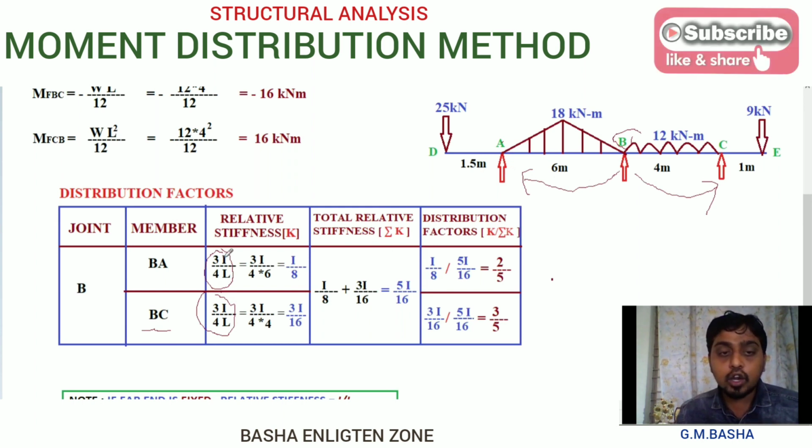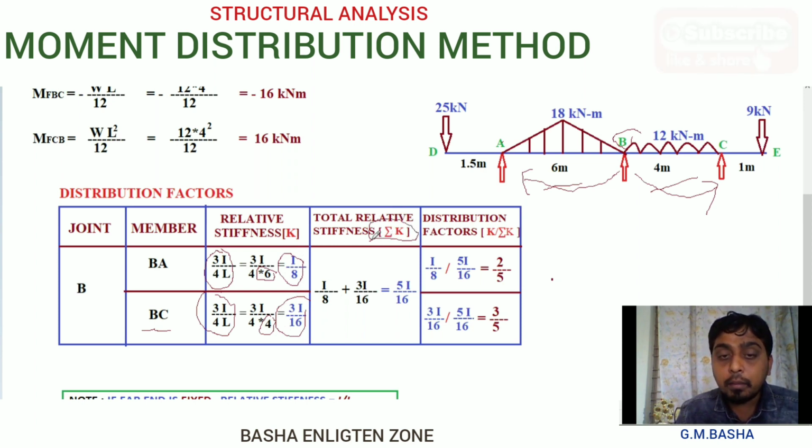That is the reason take down I as constant, and the length of AB is given as 6 meters. So in place of L, I am taking 6. Similarly here L value will be 4 meters and I is kept constant like that only. So if you simplify that one, you will get I by 8 and this one 3I by 16.